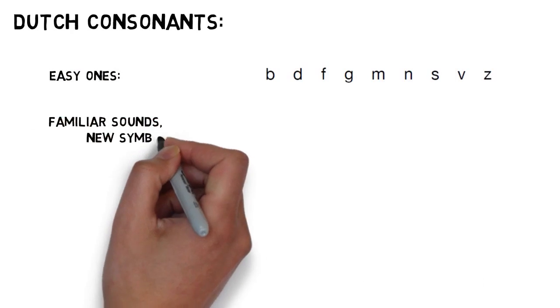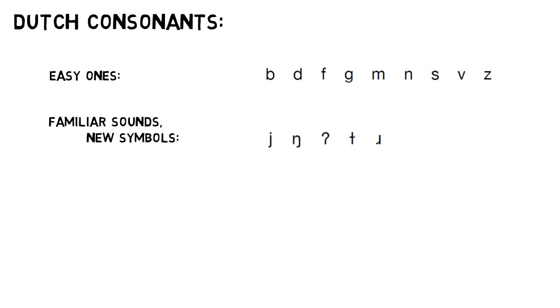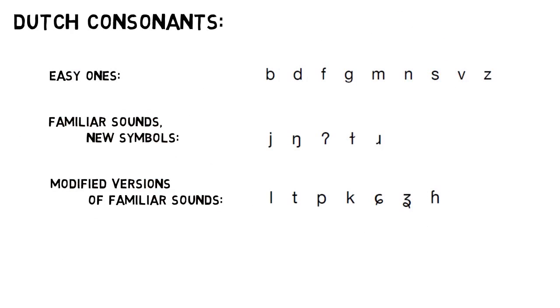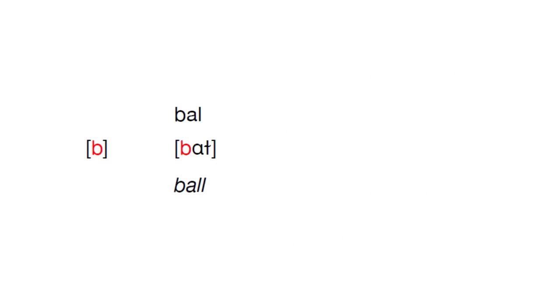And if you speak English, 9 of those are relatively familiar sounds and familiar symbols. 5 are going to be relatively familiar sounds with unfamiliar IPA symbols. 7 are going to be slightly modified versions of sounds you know already. And 4 are really new. We'll start with the easy ones.